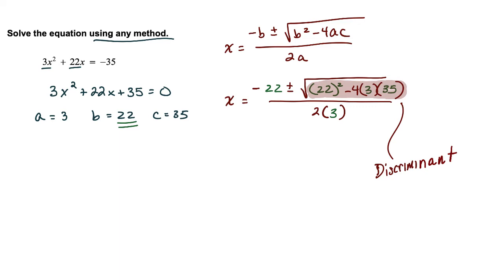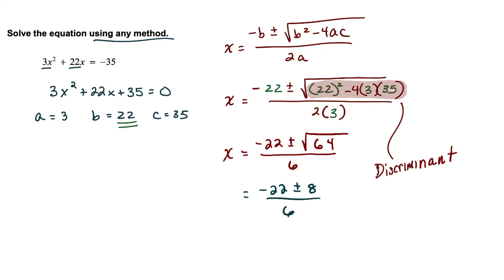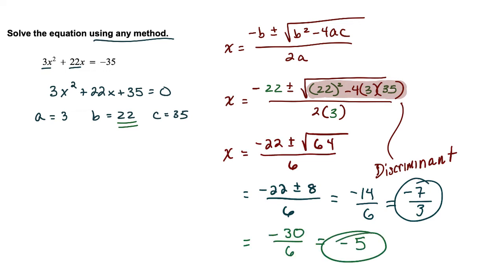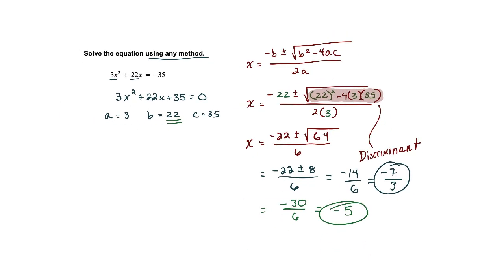And it tells me this right away. Negative 22 plus or minus the square root of that stuff, my discriminant, is 64. And now I just simplify. Let's see, that's negative 22 plus or minus square root of 64 is 8 over 6. And now I can find my two solutions. Negative 22 plus 8 is negative 14 over 6, which is negative 7/3. And then I also have to do negative 22 minus 8, that's negative 30 over 6. It's negative 5. There's my second answer, using the quadratic formula.